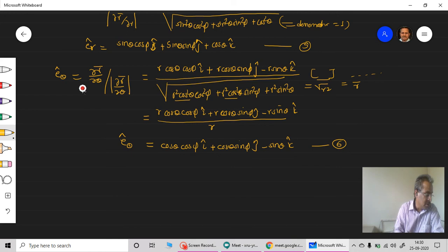And similarly you can go for the third vector, this is E phi cap.